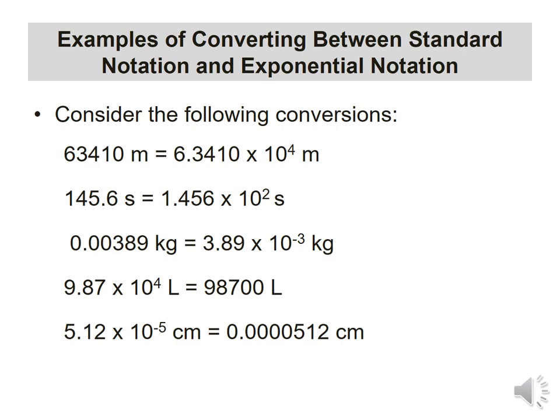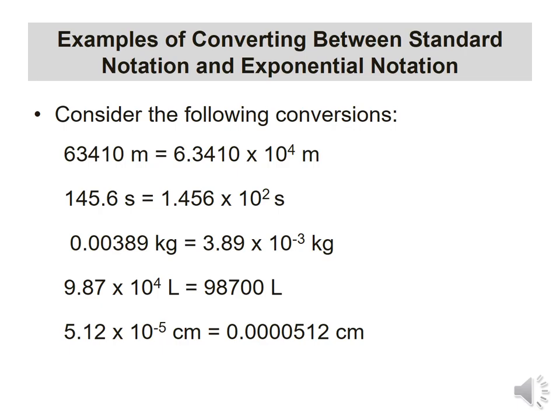If I look at 145.6 seconds, I'm going to take my decimal point here and move it back 1, 2 places to the left to get between 1 and 10. I write my 1.456, and that's times 10 to the, now I've moved it 2 places to the left, so it's going to be times 10 to the plus 2.